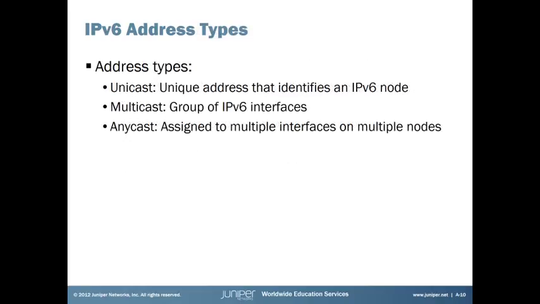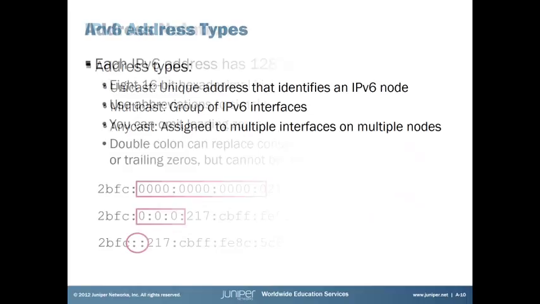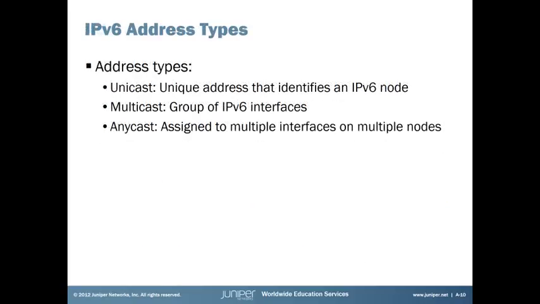Okay, let's look at the address types now. We have unicast, unique addresses that identify an IPv6 node. So again, this relates to what we're used to with IPv4, standard unicast addresses. Multicast, a group of addresses, so that's one to many. Then we have, you notice that there's no broadcast address in there, doesn't exist. We have this anycast address, which is assigned to multiple interfaces and multiple nodes. Just take a bit of a look at these. Might just do an overview right here.